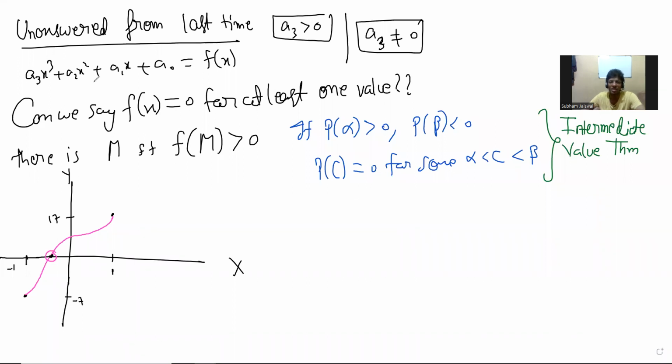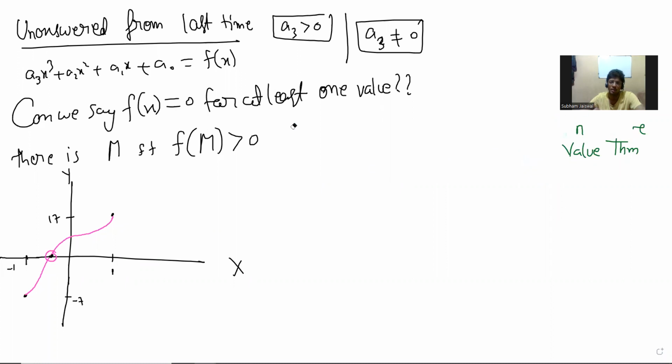Now let's just think about the general case of the cubic before moving to the other two questions that have come up.